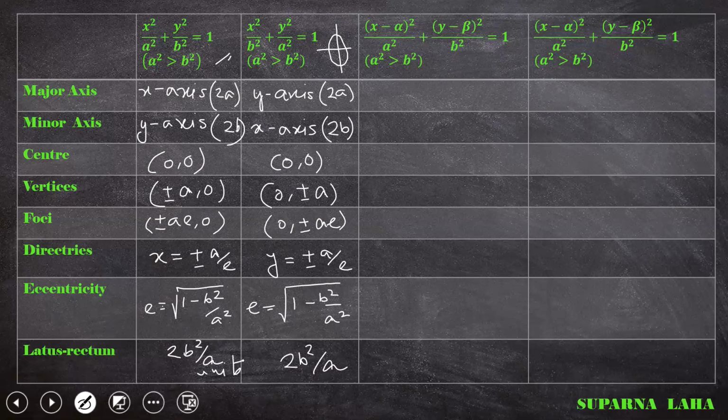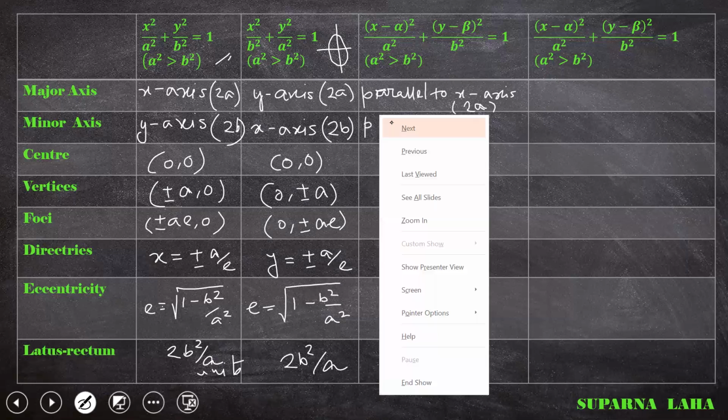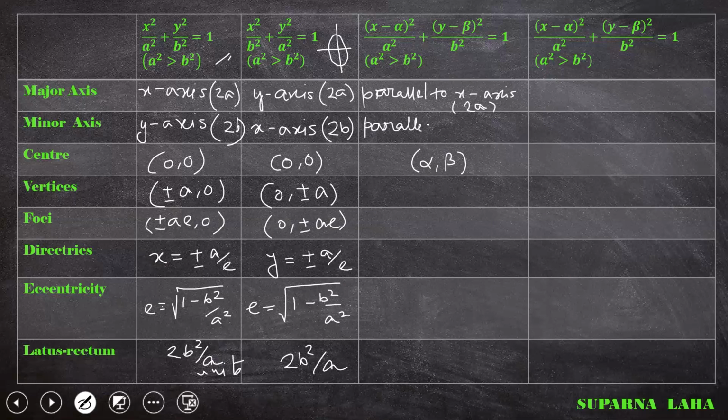Now if I shift the center to alpha comma beta, and the major axis is parallel to the x-axis, the length is definitely the same, that is 2a units, and the minor axis is parallel to the y-axis, and the length is definitely 2b.